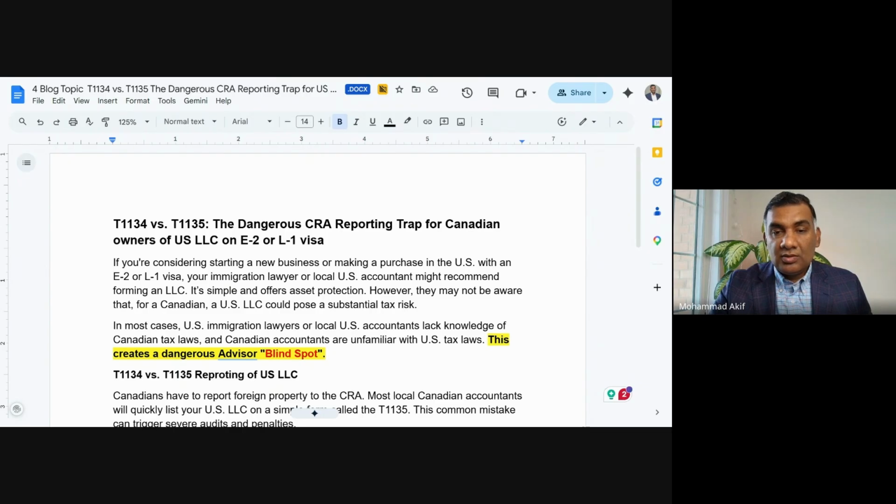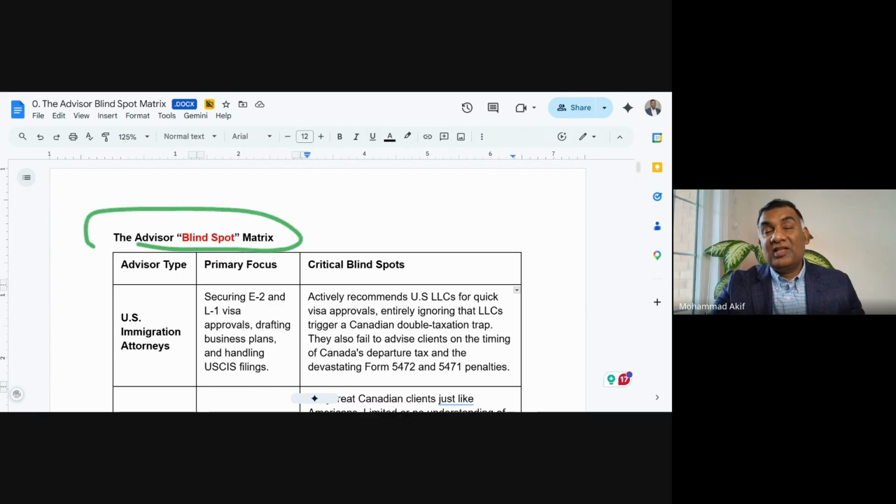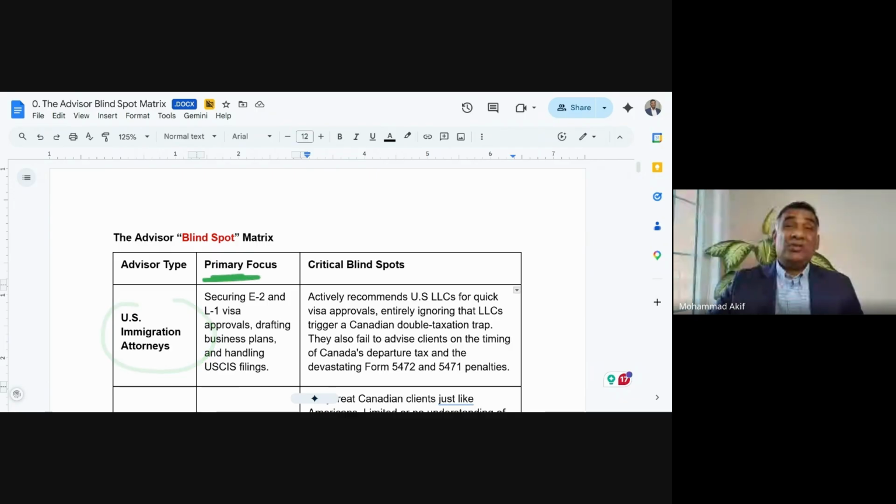So this is the matrix. We'll be discussing the US attorneys, the US local accountants, and the Canadian local accountants. The US attorney's primary focus is to get you the visa, E2 or L1. They'll say, get an LLC, the easiest, quickest, safest way to get the E2 visa. But do they understand how this is going to be taxed on the Canadian side? Do they know what forms you need to file? They don't. This is not their job.